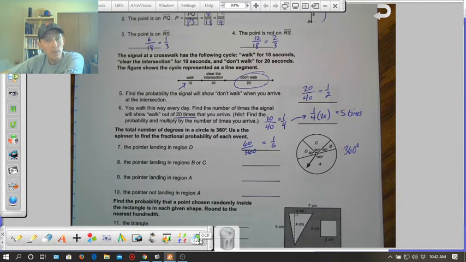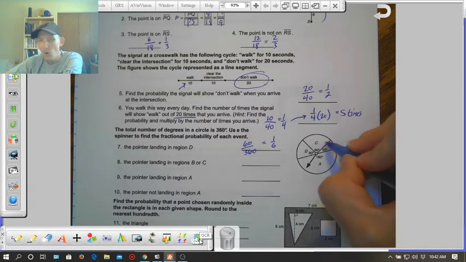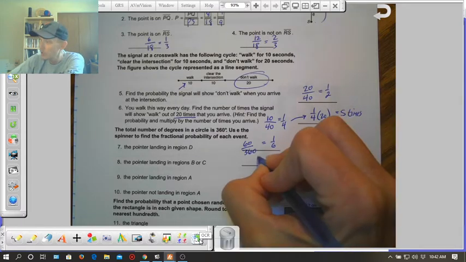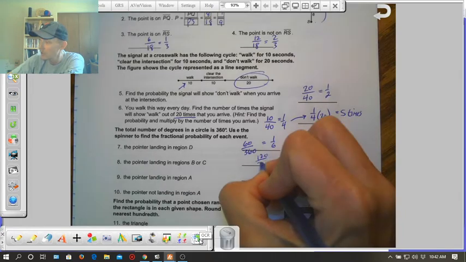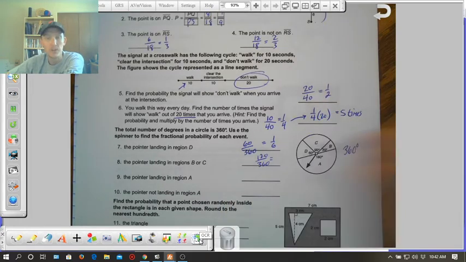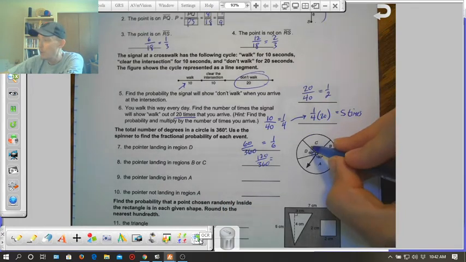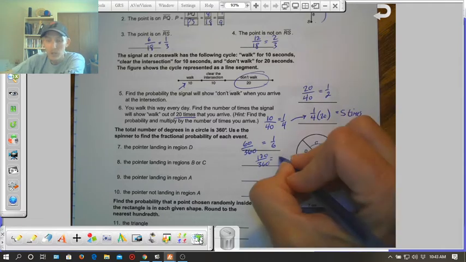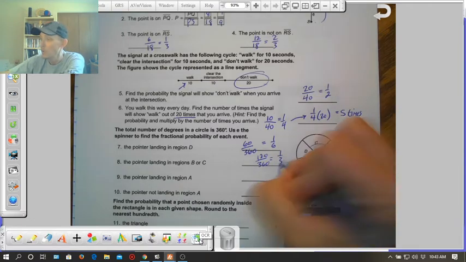What about the probability that the pointer lands on B or C? Well, B or C is going to be 30 and 90. I have the option for both of those, so this one's going to be 120 over the 360 total. I'm going to take both of these and combine them, and 120 degrees out of a 360 total is going to reduce down to 1/3.